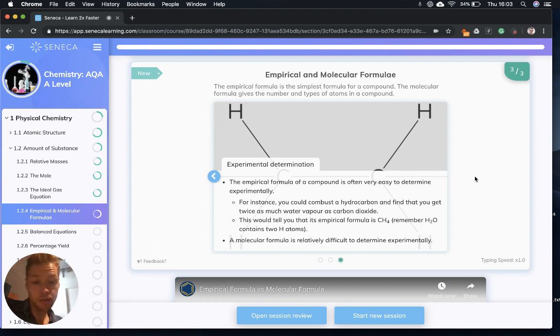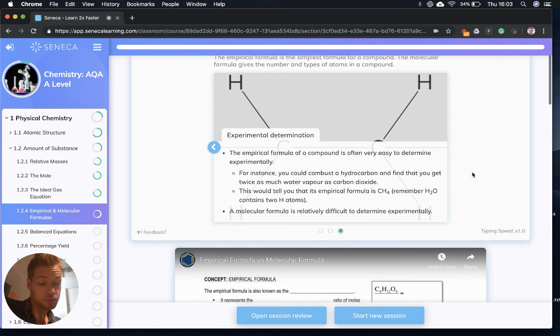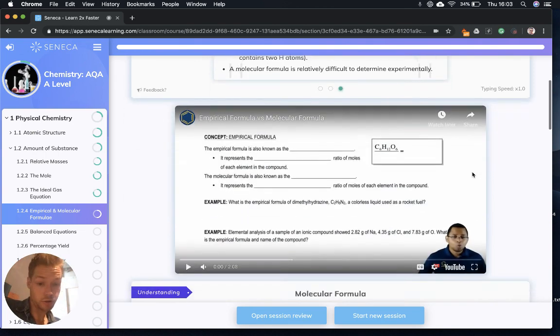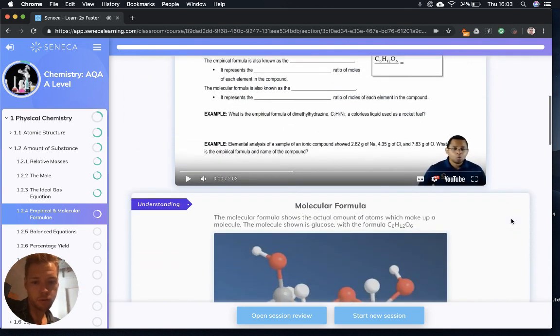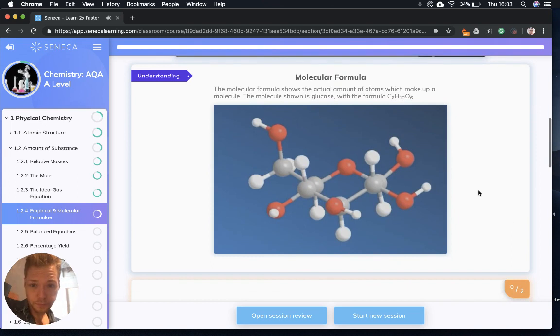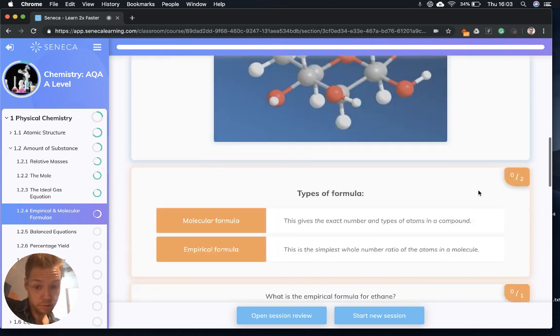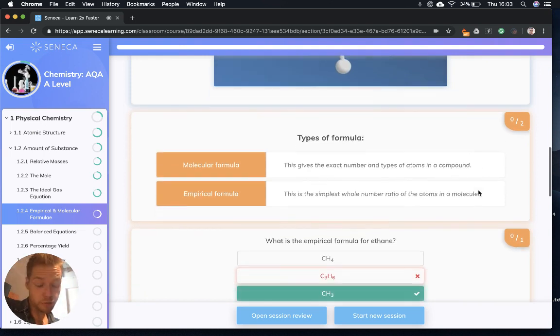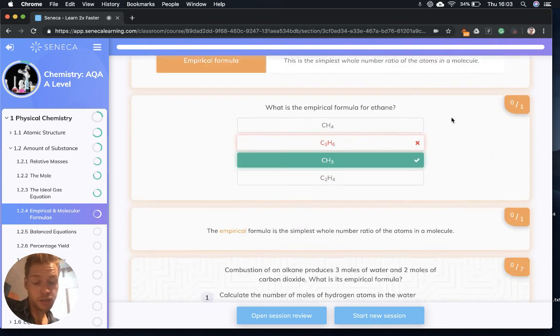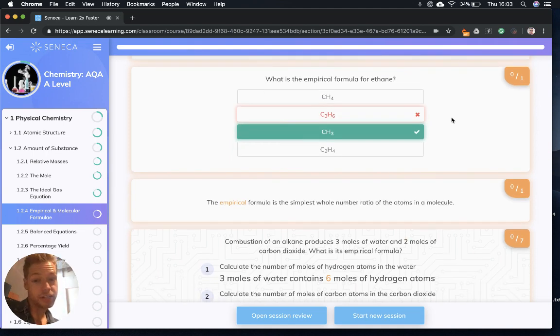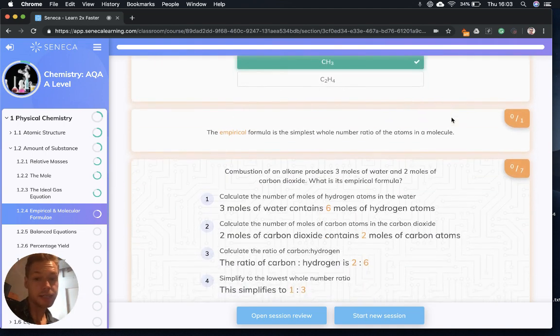So a molecular formula is relatively difficult to determine experimentally, though. So we are all about that empirical formula. So molecular formula shows the actual amount of atoms which make up a molecule. Remember that. Whereas the empirical formula, that is our simplest whole number ratio. Do you remember the empirical formula for ethane? Is it C2H6? No, it's not. It's CH3 because it's empirical formula, so we want the simplest whole number ratio.